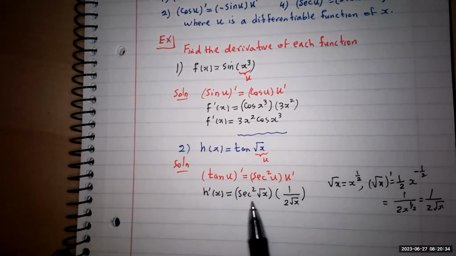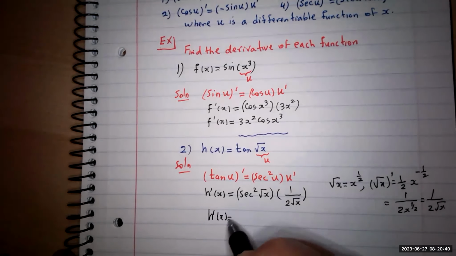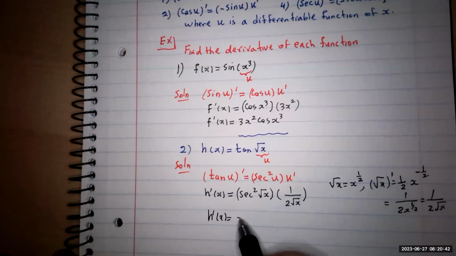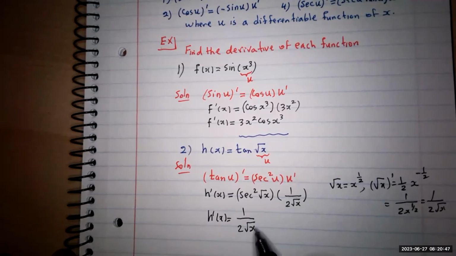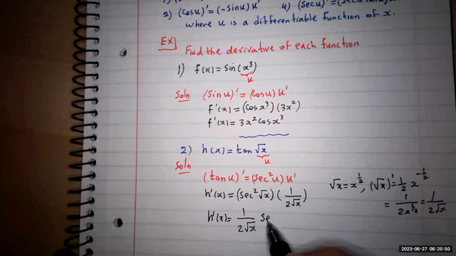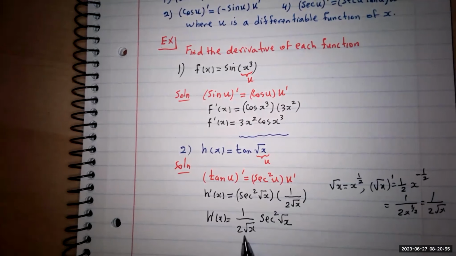Okay, we are not done. We have to move the monomial up in front. So h prime of x, the final answer, is going to be 1 over 2 radical x times secant squared of radical x. We don't usually rationalize it. We just leave it as is. Okay, any question? So if you just keep it in order, really, it's going to be nicely done. So that's with the tangent.